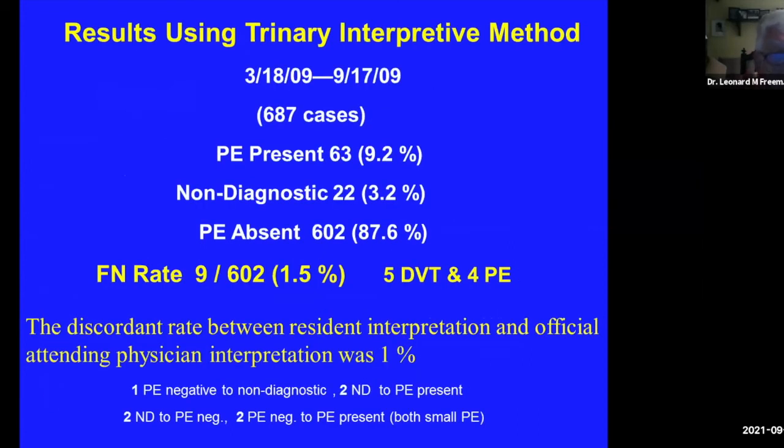Here you see some of our results. And I point out at the bottom, notice the discordance between resident interpretation and attending physicians is 1%. Residents are quite good in terms of interpreting these studies as well. So basically, here we had a situation where in all the CT scans and the VQ scans, we did, PE present 9.2%, non-diagnostic 3.2%, absent 87.6%. Very low false negative rate of only 1.5%.